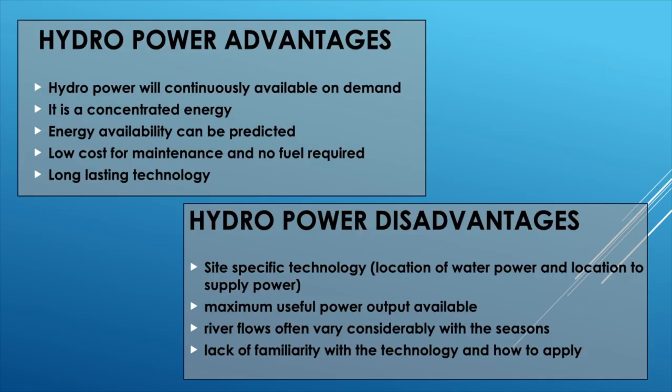The second one is there is always a maximum useful power output available from a given hydropower site. For the third one, river flow often varies considerably with the season, especially in monsoon-type climates, so there is a limit to the energy that can be produced. And lastly, there is a lack of familiarity with the technology and how to apply the power.